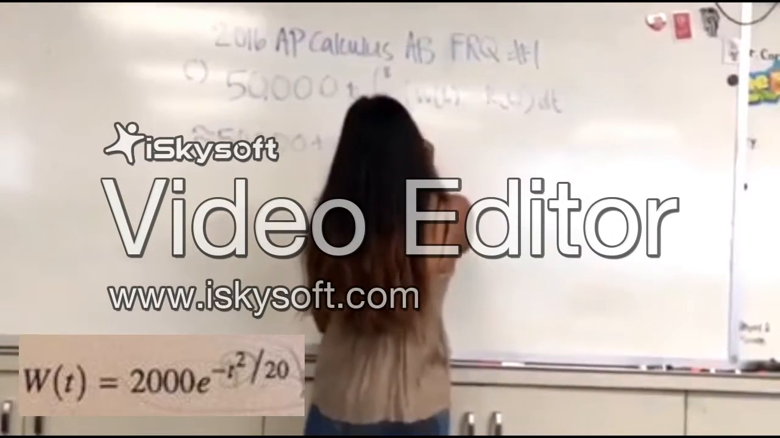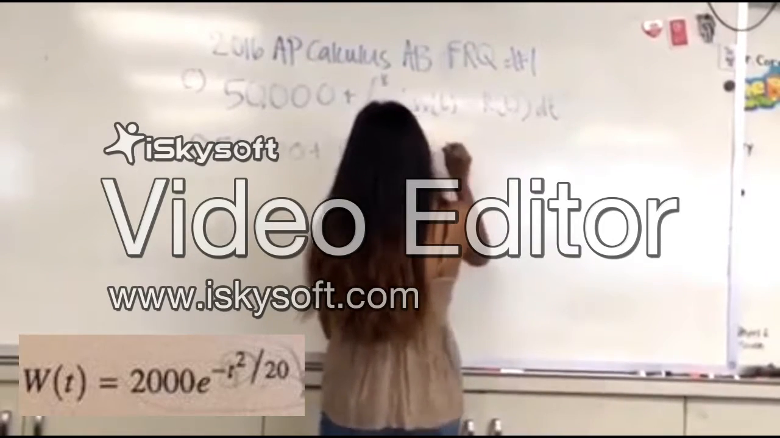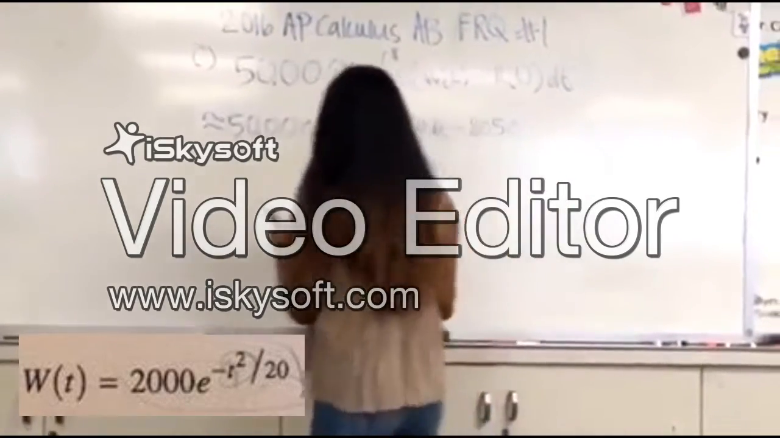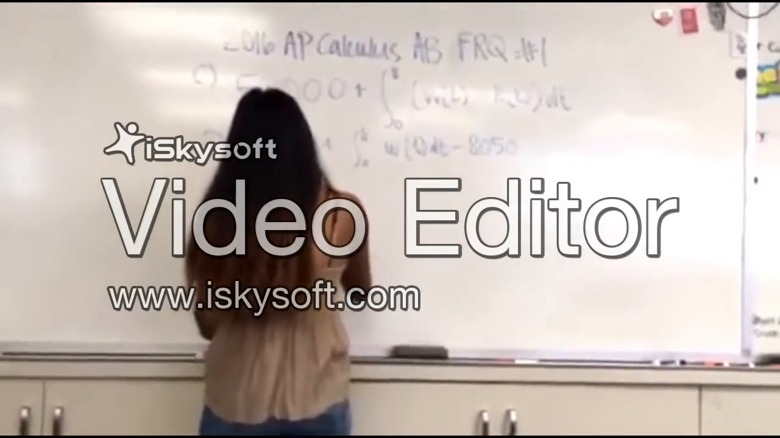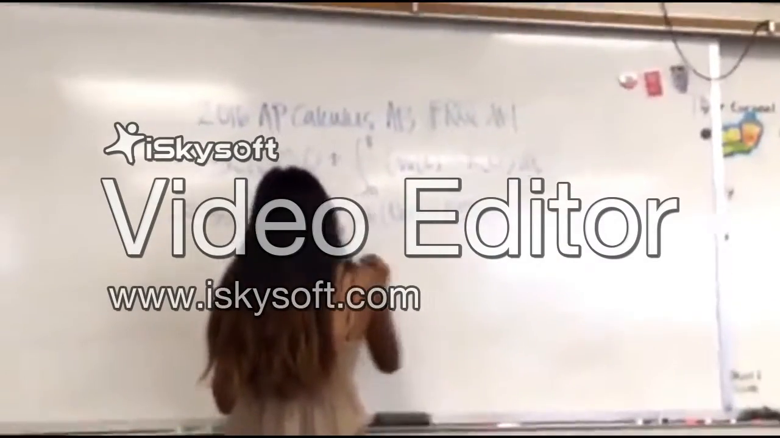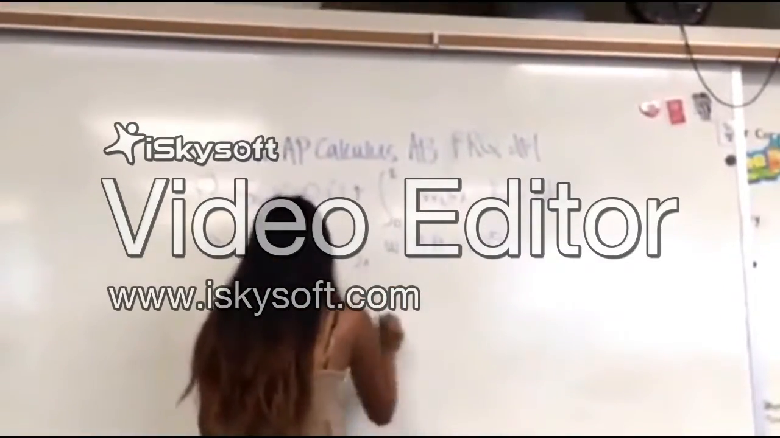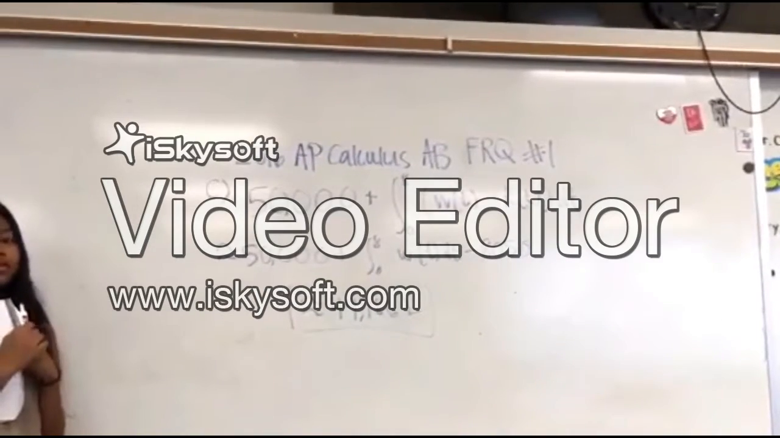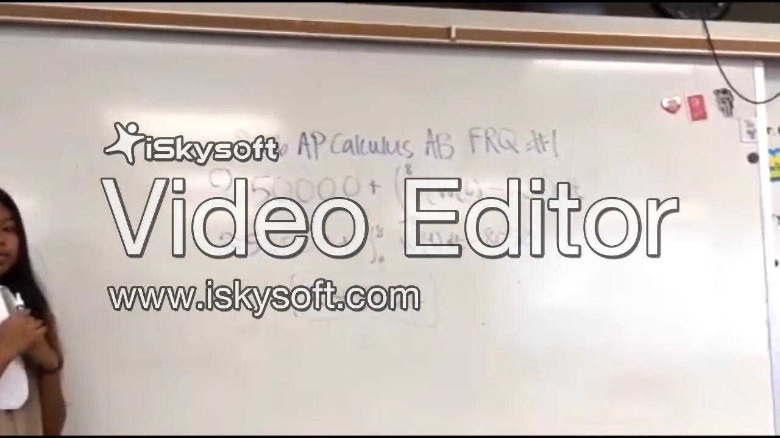Here I am breaking this into 2 integrals, and since we know that the integral of r of t is 8,050, instead of writing r of t, I am writing 8,050. So it is going to be 50,000 plus the integral from 0 to 8, W of t dt minus 8,050. We plug it into our calculator and get 49,786 liters.